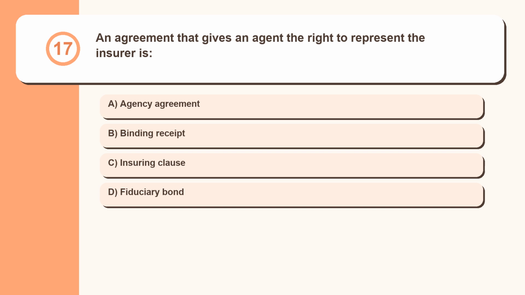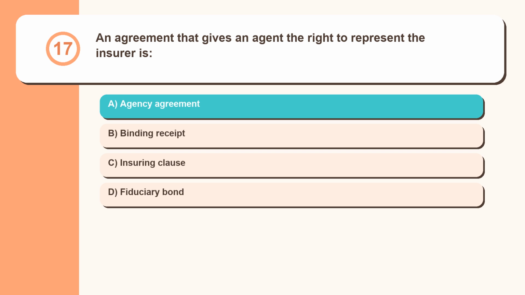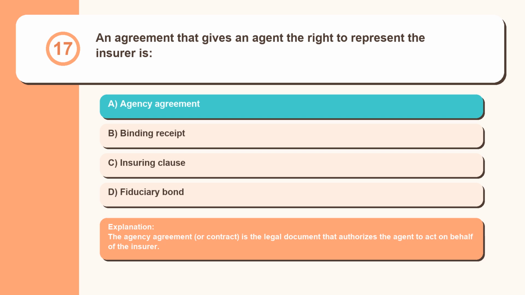Question 17. An agreement that gives an agent the right to represent the insurer is: agency agreement, binding receipt, insuring clause, fiduciary bond? The agency agreement, or contract, is the legal document that authorizes the agent to act on behalf of the insurer.